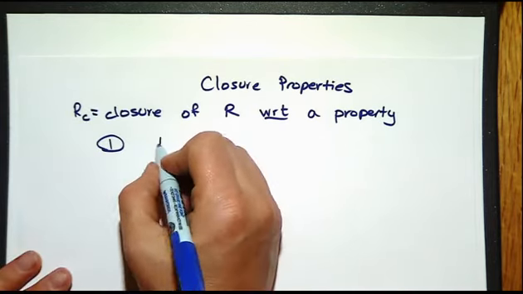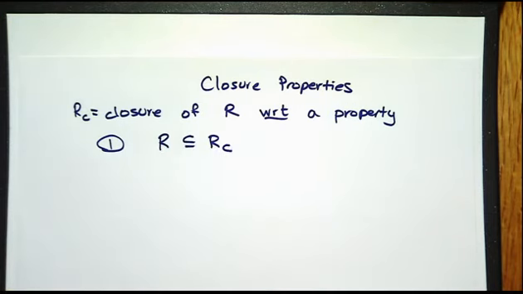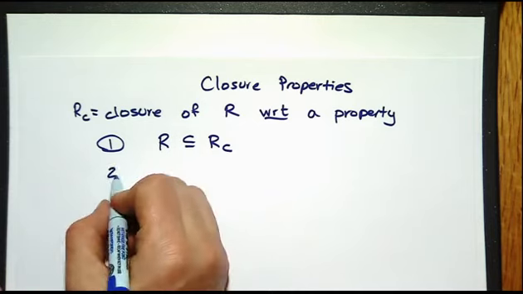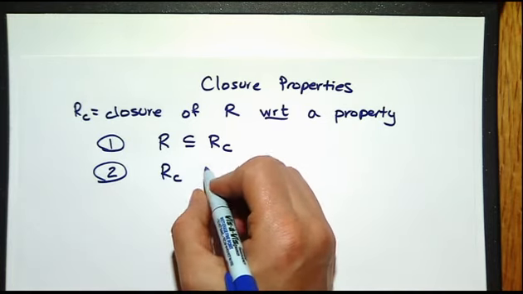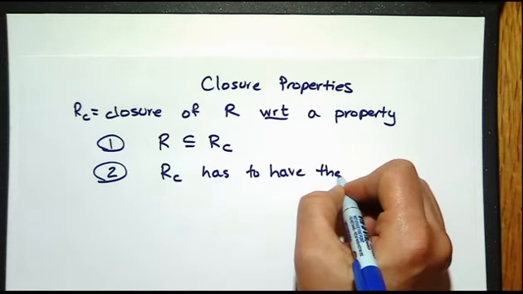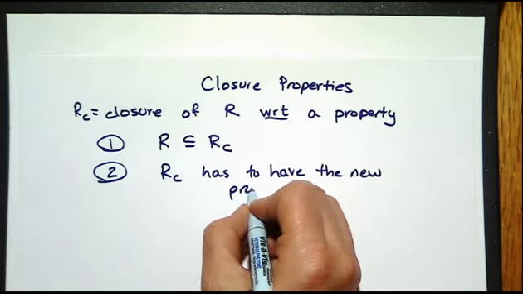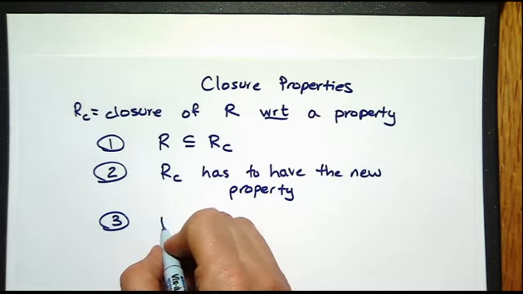Okay? So the first thing we have to have is that R is a subset of RC. So it has to have everything from R in it. Whatever was in the original relation, it still has to be in there. Now RC has to have the new property. And the third thing that we have to have is that RC is minimal.